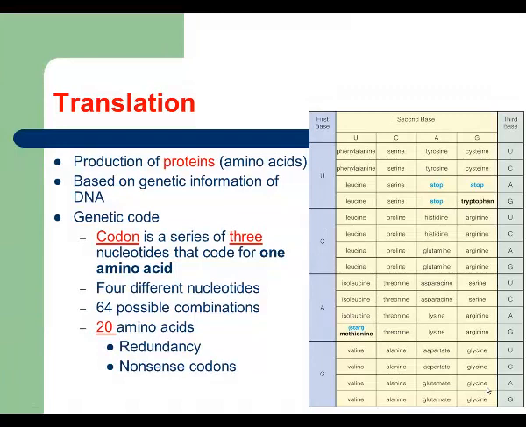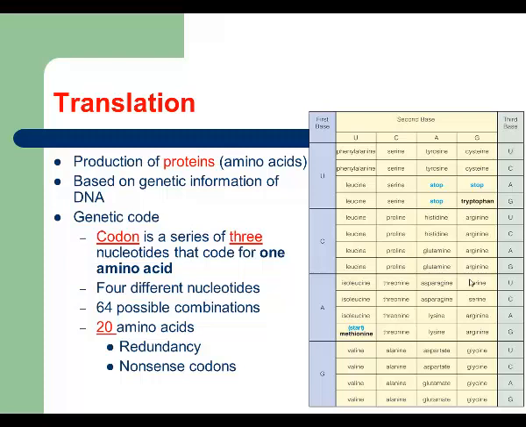The end product of translation is a protein. So let's start with the structure of proteins first. The protein is a polymer or macromolecule. And like all polymers, it's made of monomers, amino acids. So let's talk about the structure of amino acids next.